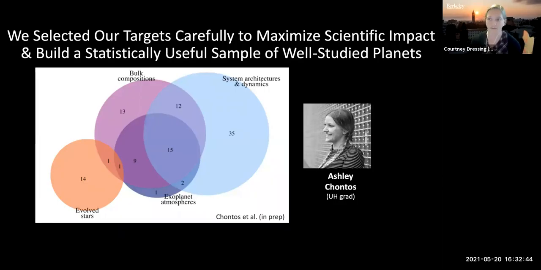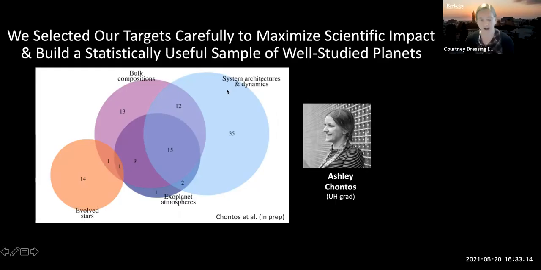And in this figure from her almost submitted paper, she's showing the overlap between the various science themes. Each of these big circles is one of those 4 science goals I showed you earlier. So in pink here, we have the bulk compositions goal. In dark blue, exoplanet atmospheres. In light blue, architectures and system dynamics. And then in orange, the evolved stars. We don't have overlap between the evolved stars and the system architectures categories, but we have overlap everywhere else.